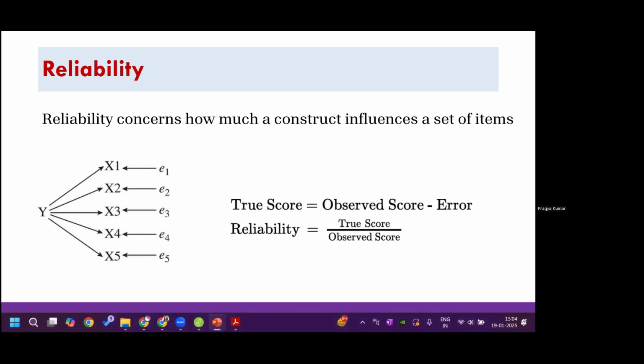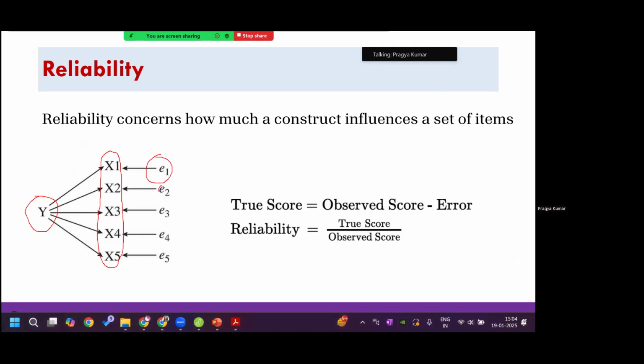So you know about this reflective scale. What is this y? This y is a factor or a latent construct. These x1 to x5 are the 5 items, and these are the errors at each of these items. So how is reliability defined?